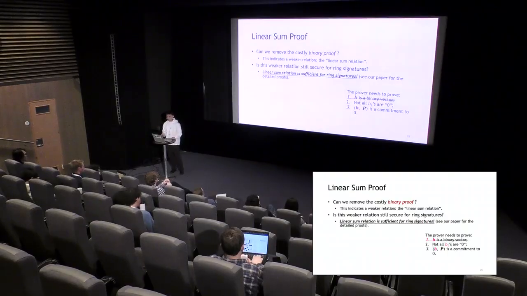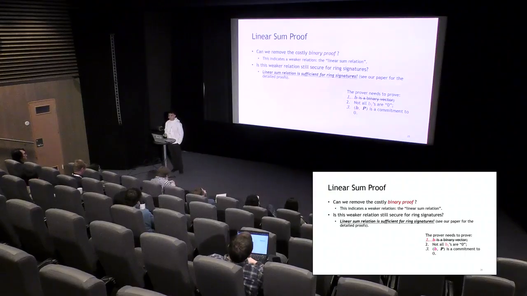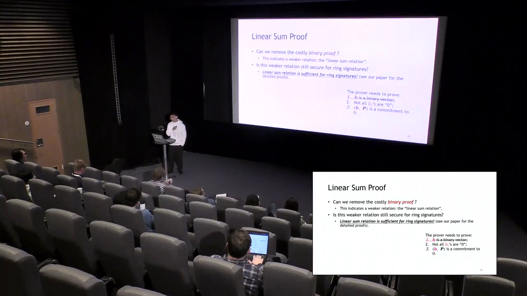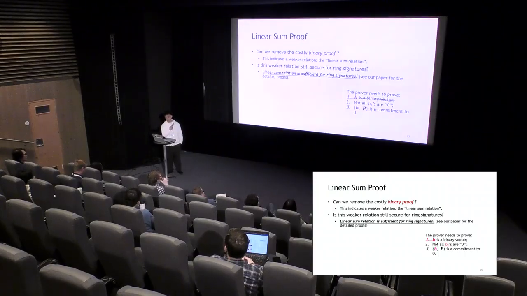It is mainly because we already use lattice-based assumptions, right? The assumption already requires that all the messages are in a small range. Just using this fact, we can ensure the soundness error is already negligible. So we can remove the first constraint that the vector is a binary vector and just let the prover prove the remaining two parts. This is called a linear sum relation, and we have presented the formal security proofs for this lemma in our work.